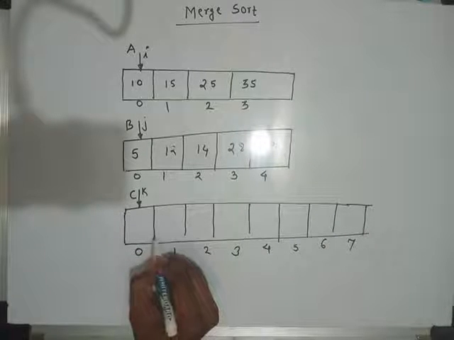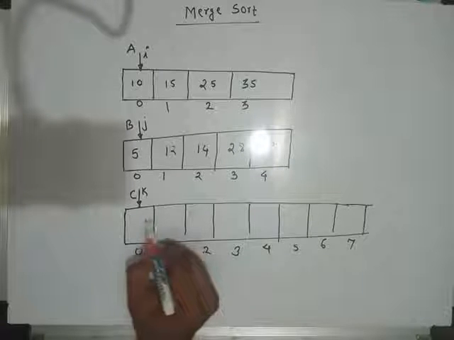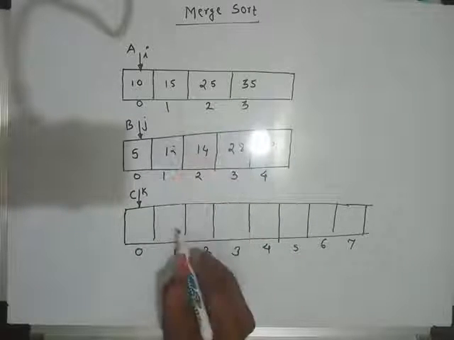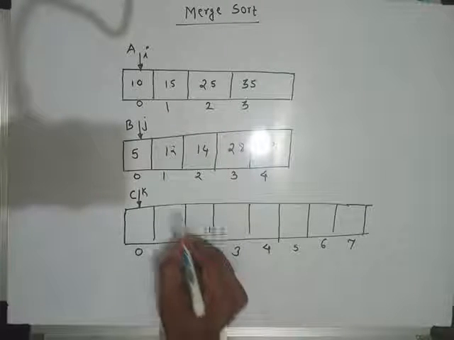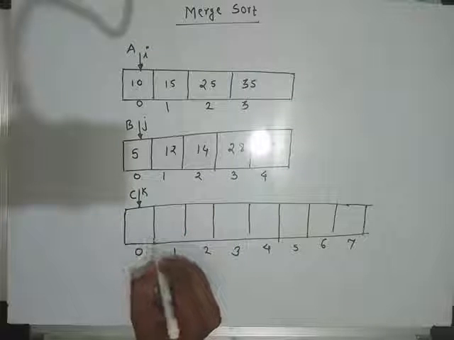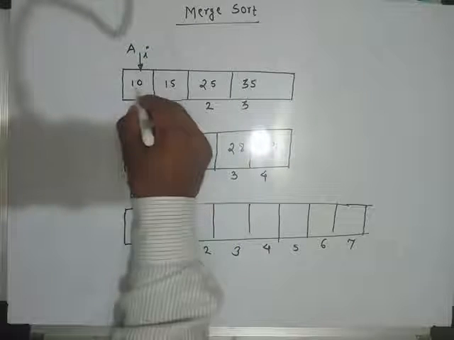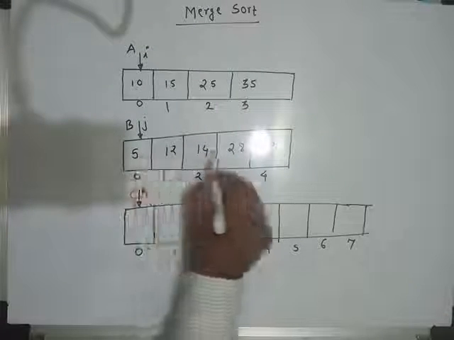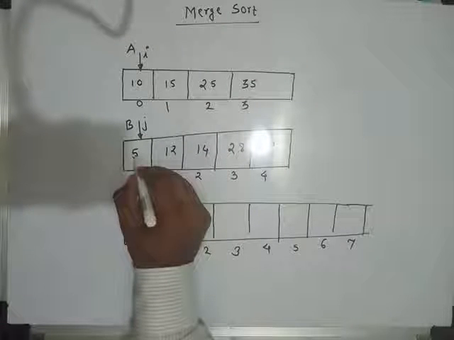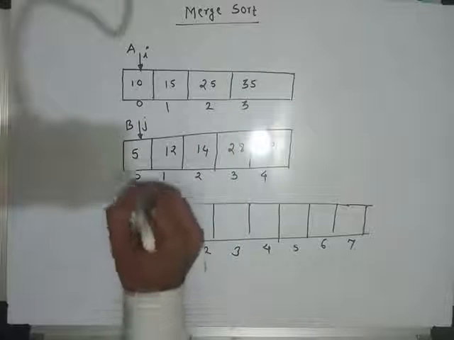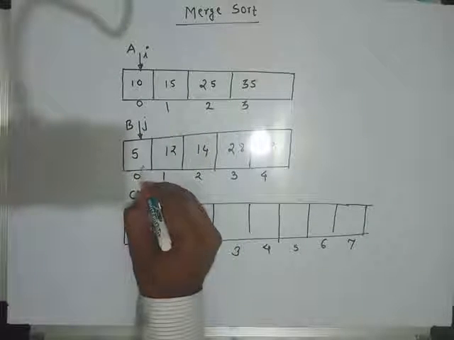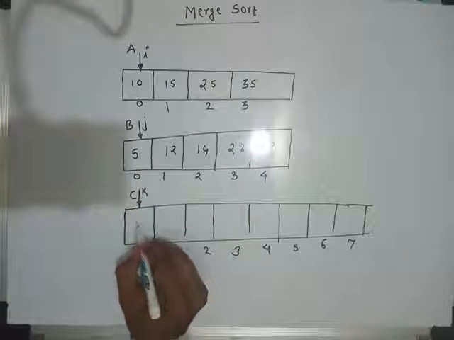So the idea is to get this array as the result of merging these two arrays, and C should be sorted in, let's say, ascending order. So the first number which will come here will be either this number or this number, because this is the smallest in this array and this is the smallest in this array. So let's compare these two. I'll compare 5 with 10. So 5 is less than 10, so I'll copy 5 here.